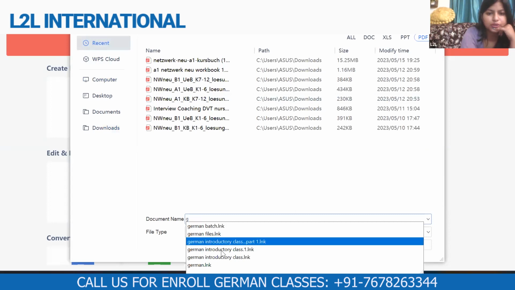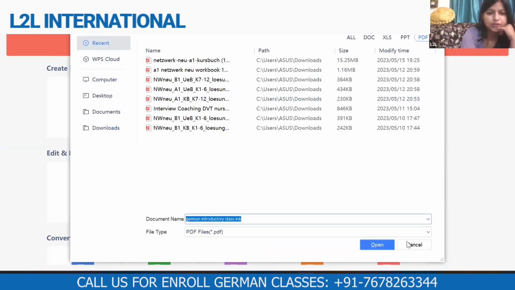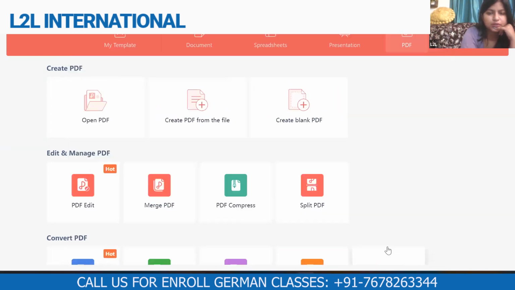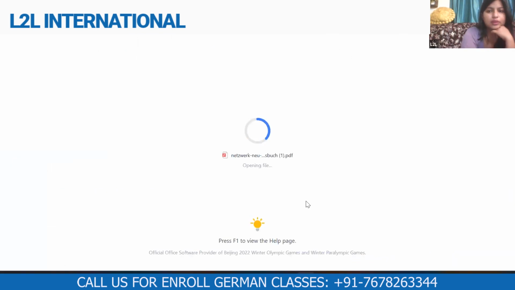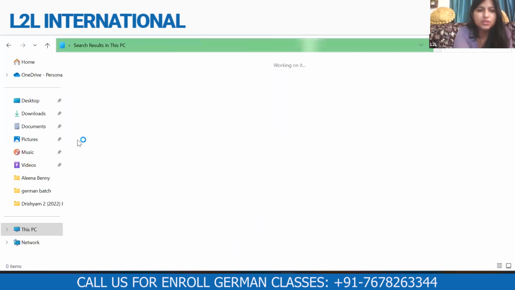I want German introductory class. Okay, so I'm opening this first, and you have to figure out Netzwerk neu, Kurzbuch. I opened the German sheet. My goodness, why doesn't it work?